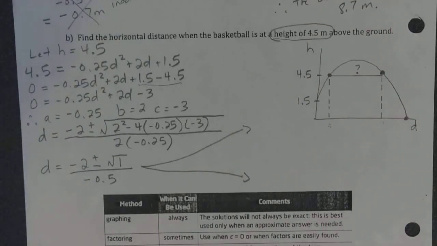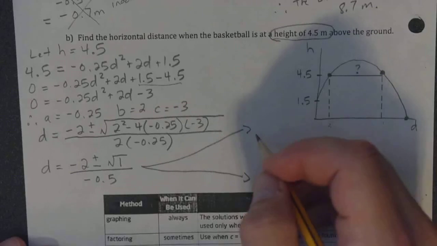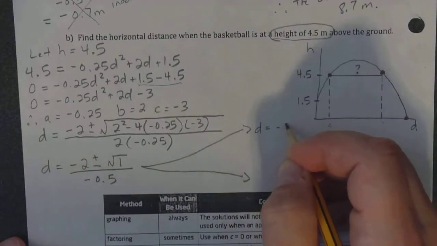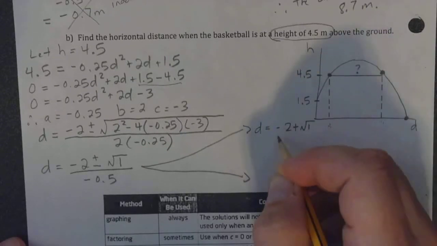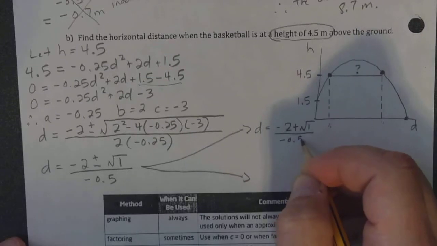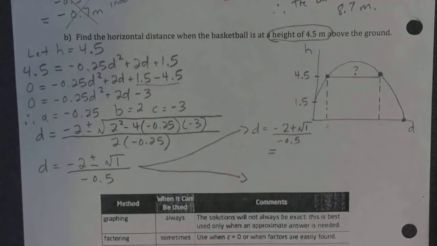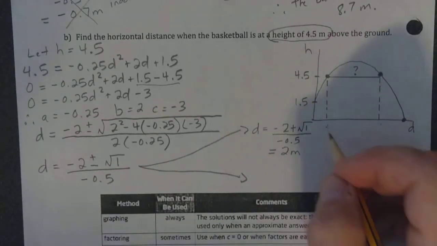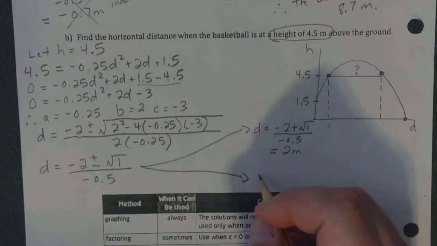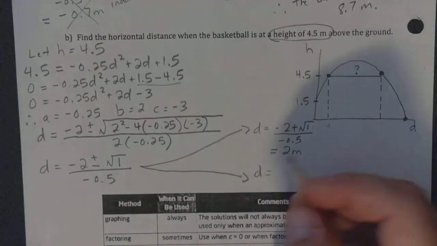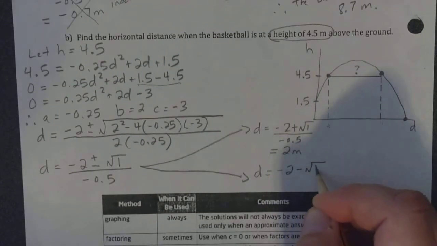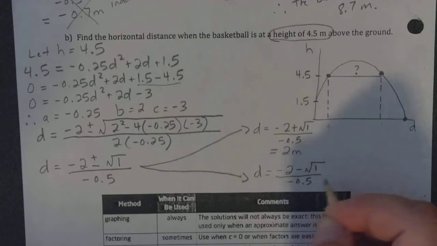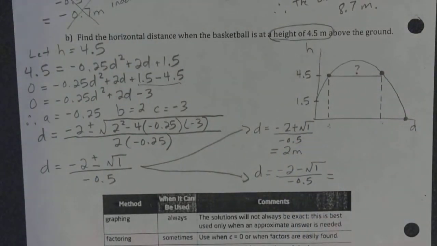Now I'm going to separate it. Here's one part, here's the other part. I like doing the plus first. So D is equal to negative 2, here's the plus, root 1, all over negative 0.5. And that's going to equal 2, which in this case is 2 meters. And your subtraction side, D is equal to negative 2 subtract root 1 over negative 0.5. And that's going to be a nice 6 meters.